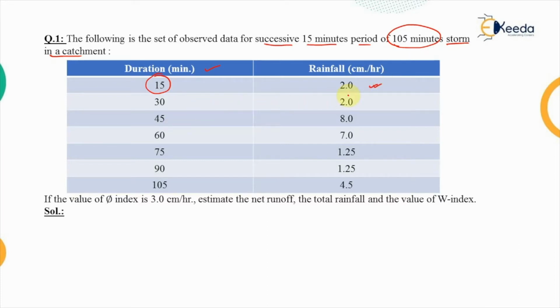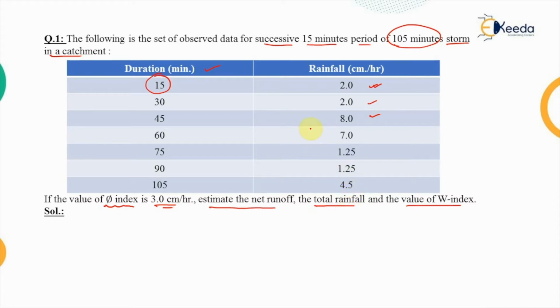Then in the next 15, it remained the same at 2 centimeter per hour. Then it increased up to 8 centimeter per hour and so on. Now, if the value of the phi index, that is the abstraction losses or the infiltration loss, is 3 centimeter per hour, we have to estimate the net runoff, the total rainfall, and the value of W index.